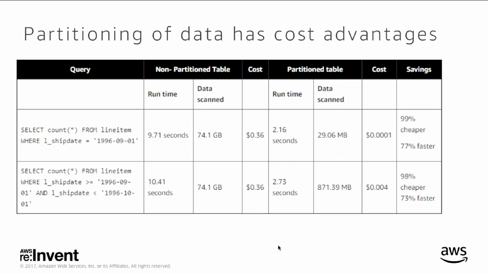The second query does kind of the same thing, but shows you how you can do the scan over a range of dates. Again, if we do this on a non-partitioned table, it takes about 10 seconds to complete. We still have to scan the entire table because it's not partitioned, so we have to go through each individual file in that table and look to see if those dates are available in that file. But if we go to a partitioned table, we don't have to do that. We're scanning a lot less data. It's more than the previous query because we're scanning through a range of dates, but it still took about 2.7 seconds to complete, and we only scanned 871 megabytes as compared to 74 gigabytes.